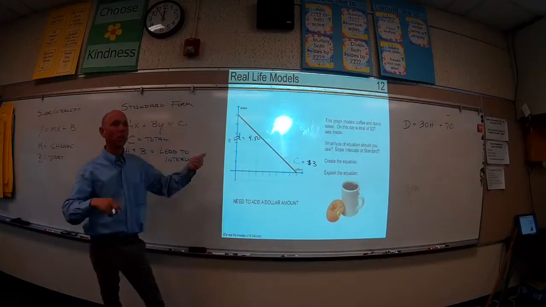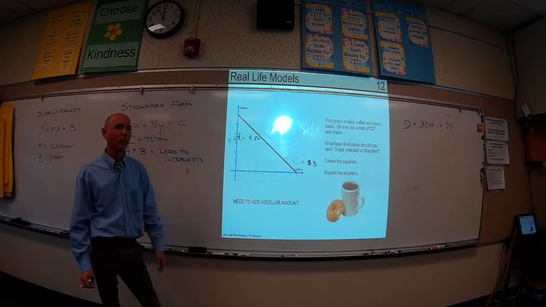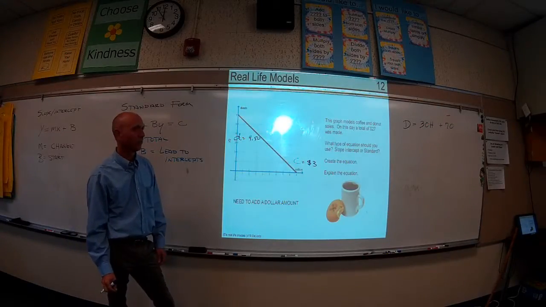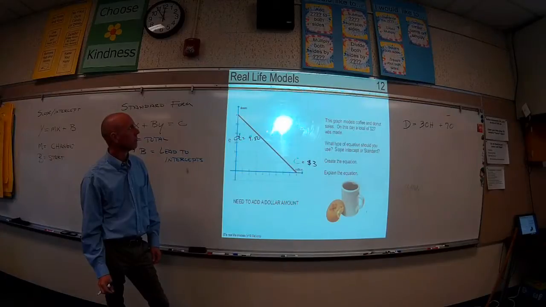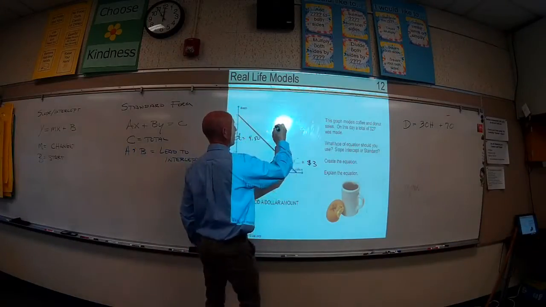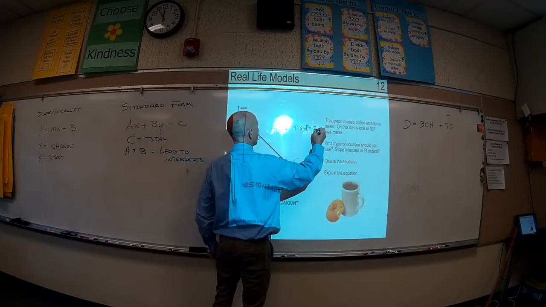So it's an apple banana problem. It's a donut coffee problem. It's a standard form problem. It's not a slope intercept. What type of equation should you use? Standard. 3c plus 4.5d equals 27.